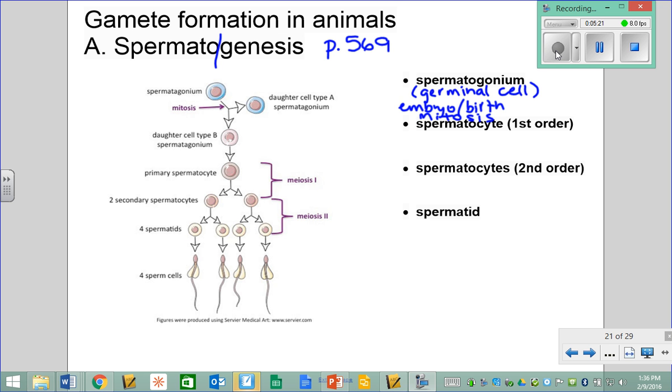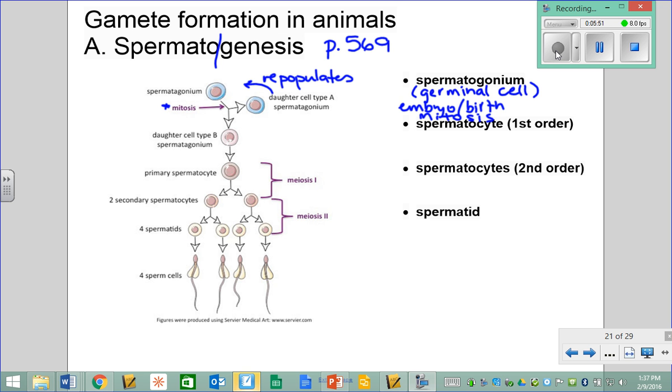Now the spermatogonium undergoes mitosis. So you'll see right here on the picture, it says mitosis. The reason it undergoes mitosis is because we need to make sure that there's a constant population of cells that could eventually produce sperm. So this cell over here, this daughter cell, repopulates the spermatogonia. Make sure that we always have spermatogonia present.